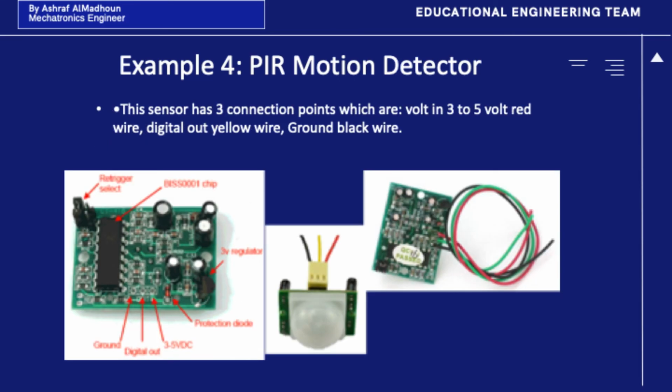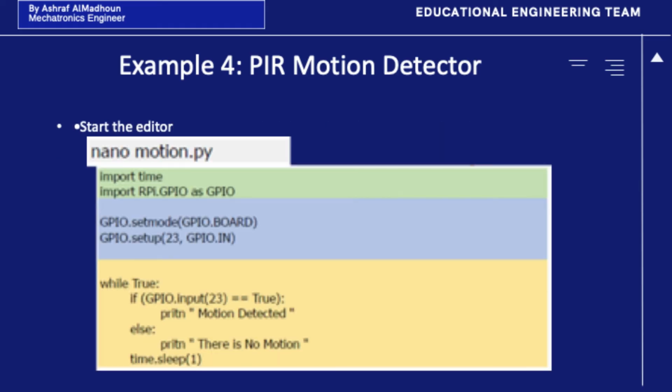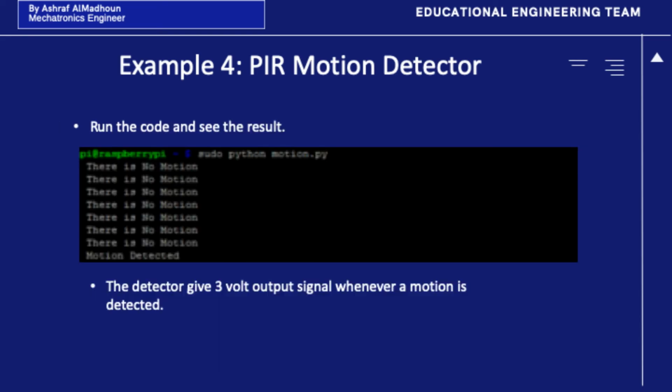This sensor has 3 connection points, which are voltage in 3 to 5 volts, red wire, digital out, yellow wire, and ground, black wire. We will connect the red wire to pin 1 on the Pi, which is the 5 volt output. Then connect the yellow wire to pin 23 and connect the black wire to pin number 6, which is the ground. So start the editor by typing nano motion.py and follow the rest of the code. Then run the code and see the result. The detector gives a 3 volt output signal whenever motion is detected.